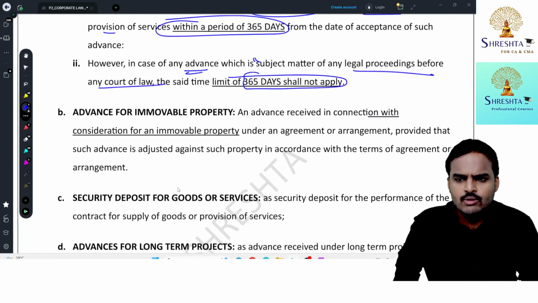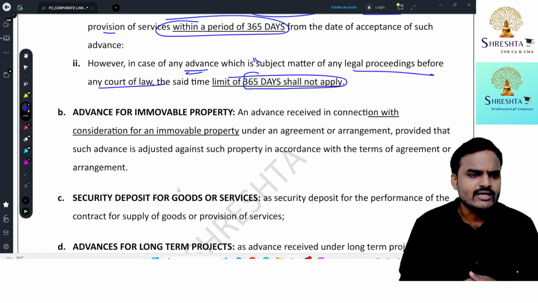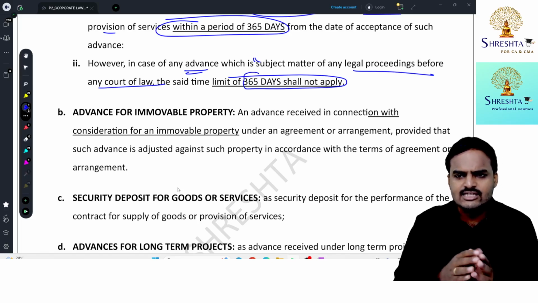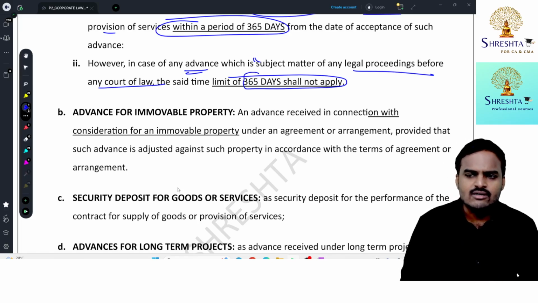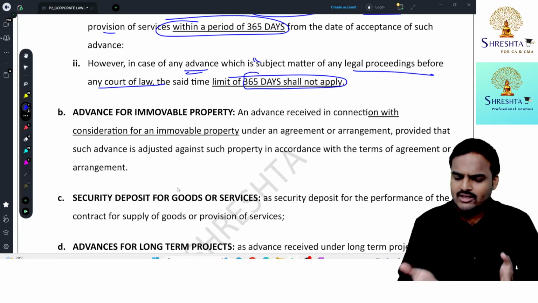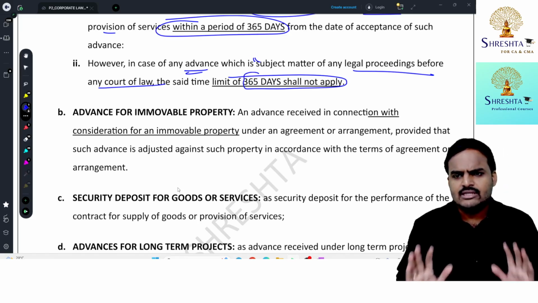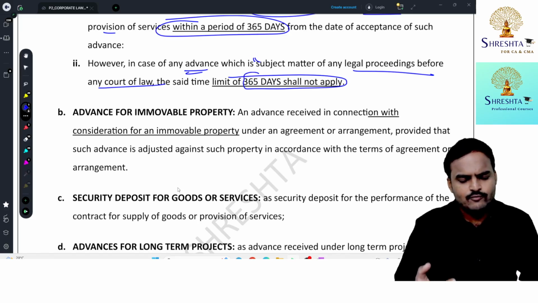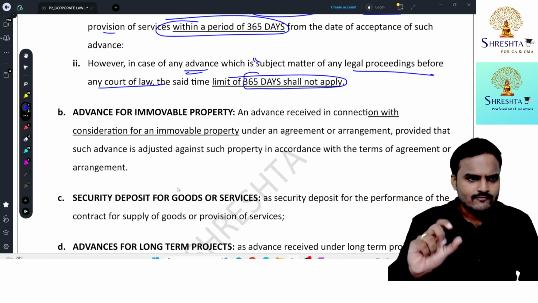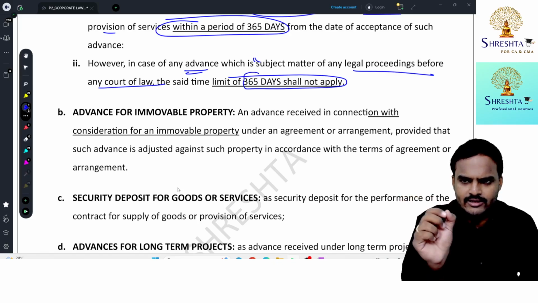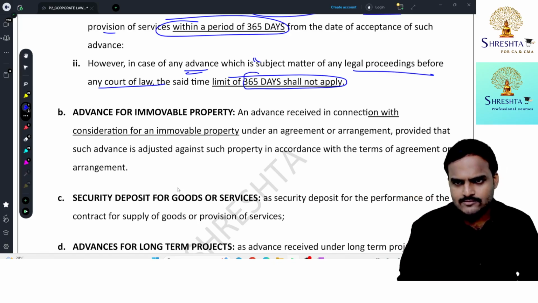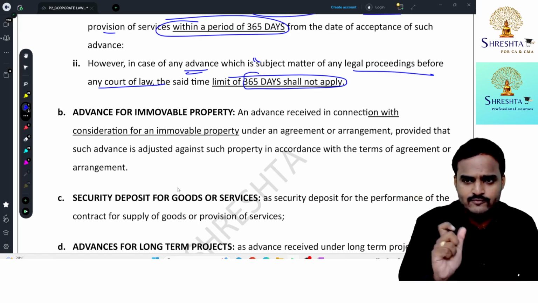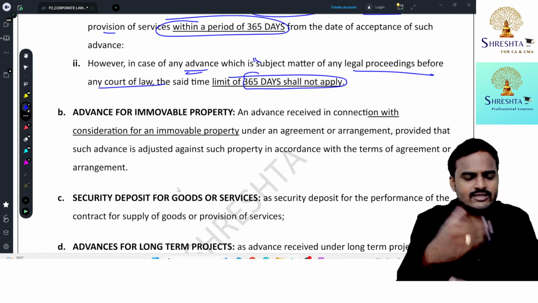Next, advance for immovable property. An advance received in connection with consideration for an immovable property under an agreement or arrangement, provided that such advance is adjusted against such property in accordance with the terms of the agreement or arrangement. Perfect example, real estate companies only. Real estate companies, of course, it comes under goods. First of all, immovable property is excluded from the definition of goods. Then you told, sir, it comes under the first point.